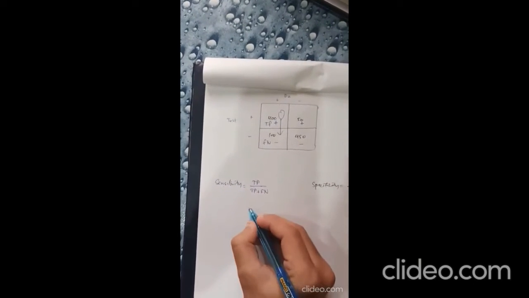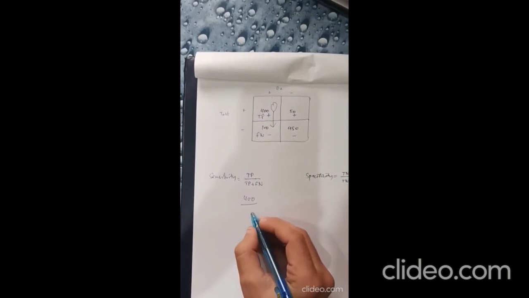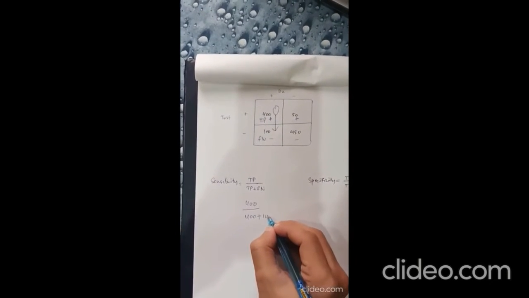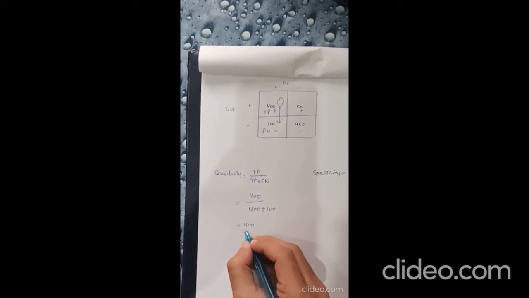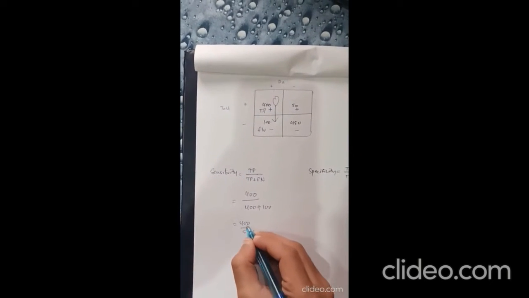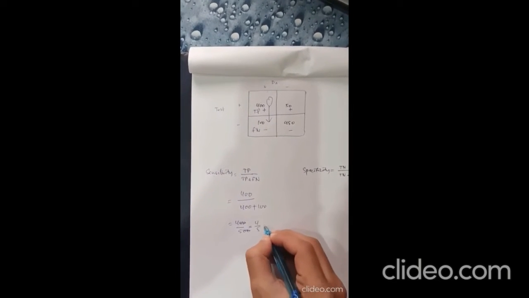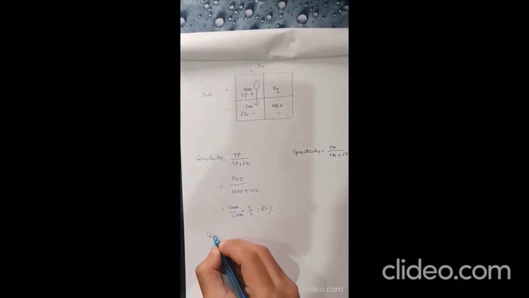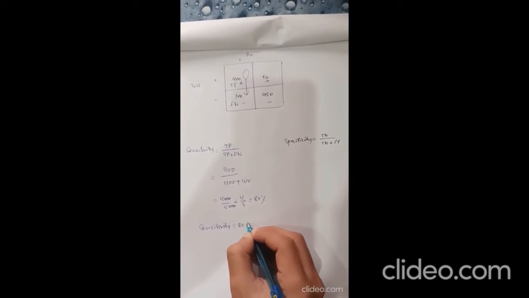What are the true positives? 400 are true positives. And what is true positive plus false negative? 400 plus 100. This will be 400 upon 500. Now do simple math: 4 by 5 equals 80%. So the sensitivity of this test is 80%.